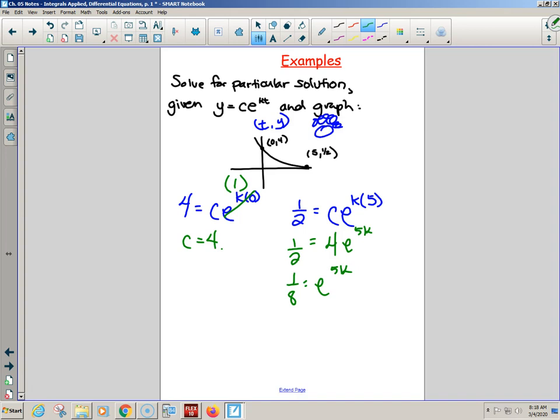Do you remember your pre-cal? How do we get rid of e? Ln. When I ln it, I end up with 5k is equal to ln of 1/8. So k is equal to 1/5 ln of 1/8.